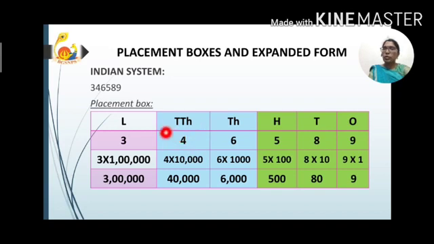That is the first step. You have to draw the placement box and write the digits of that number under each place. Okay, this is the first step. Now the second step is you have to write the place value of each digit of that number.